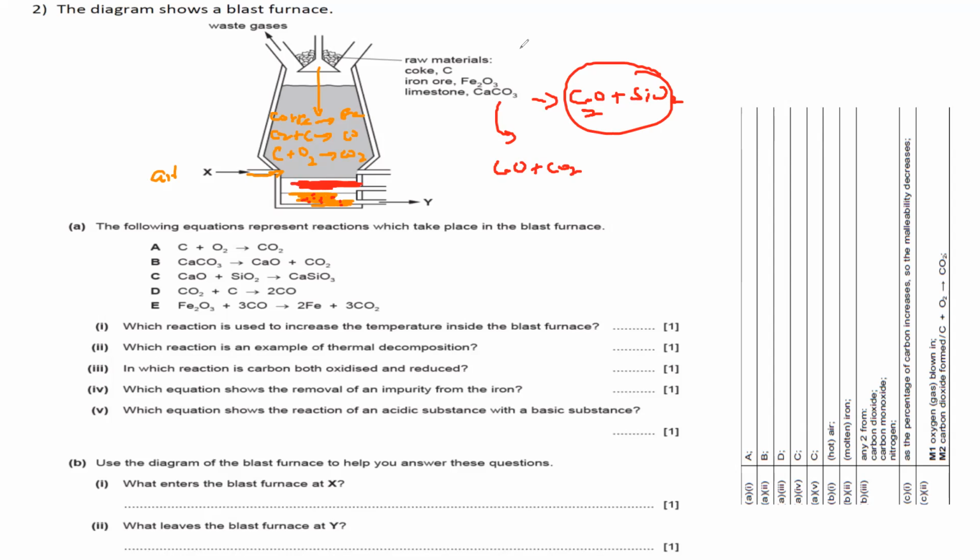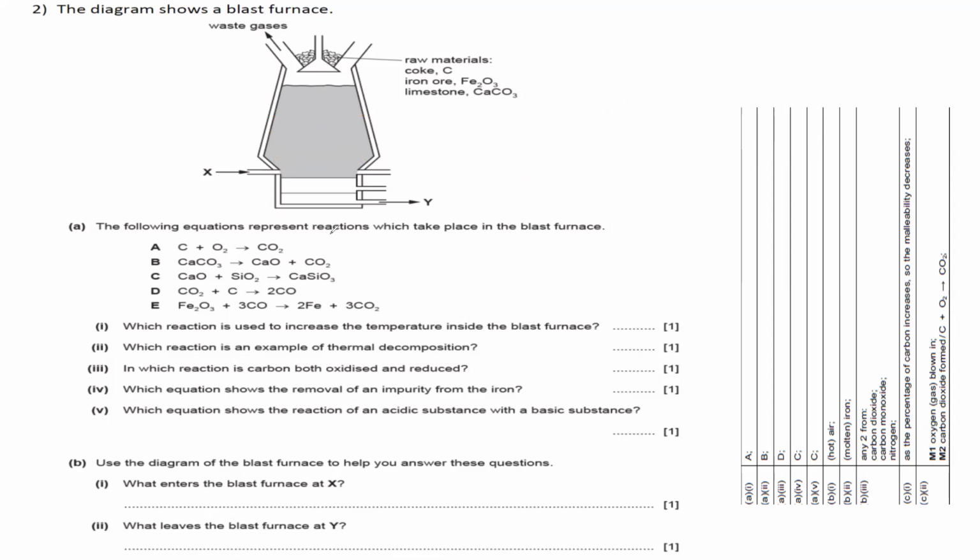Now the question is, the following reactions are shown which happen in the furnace. Which reaction is used to increase the temperature? Basically, which reaction is exothermic? So the first reaction in which the carbon was reacting with oxygen, carbon plus oxygen give carbon dioxide, that is the most exothermic reaction. So A should be the answer.